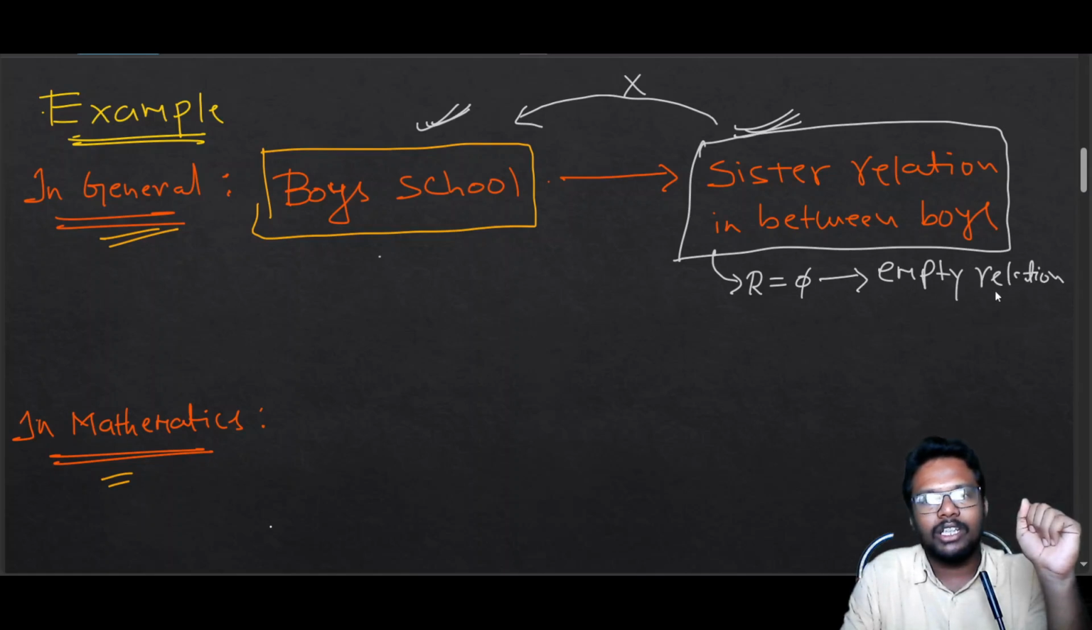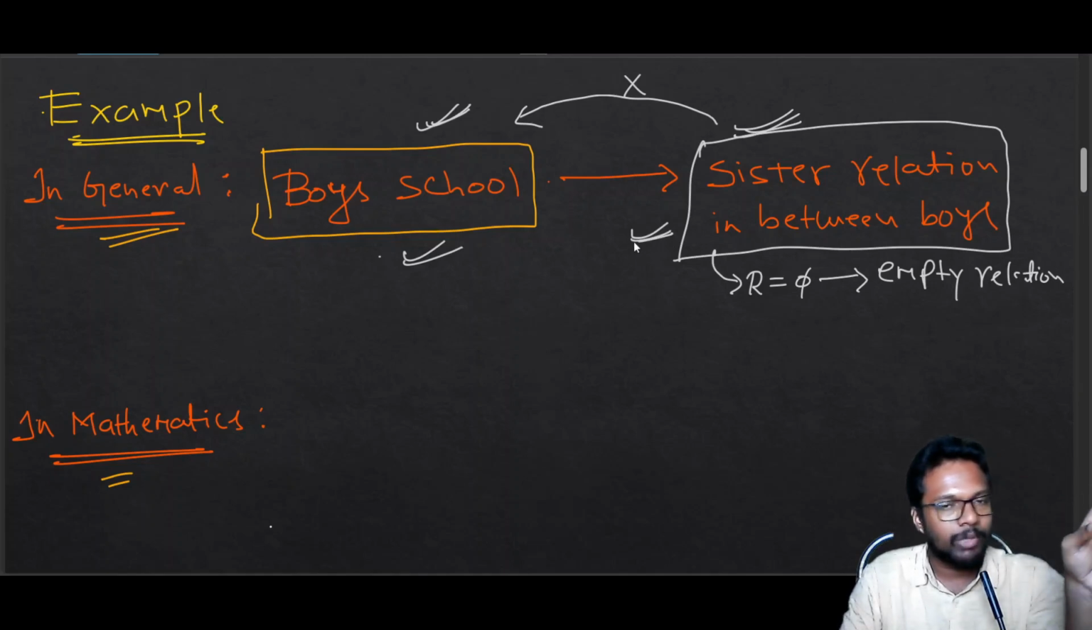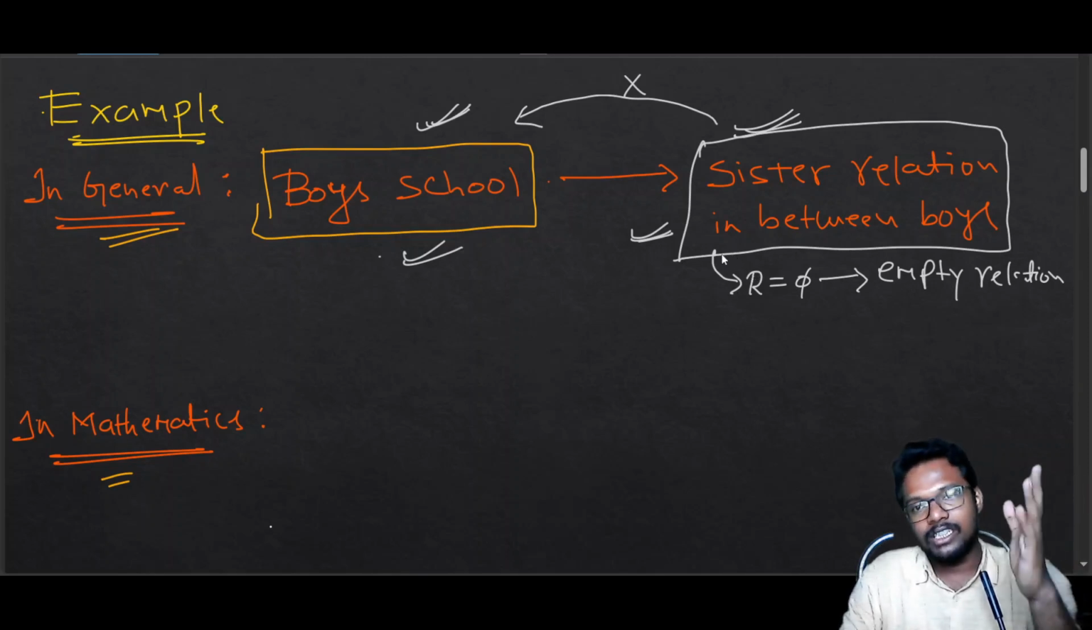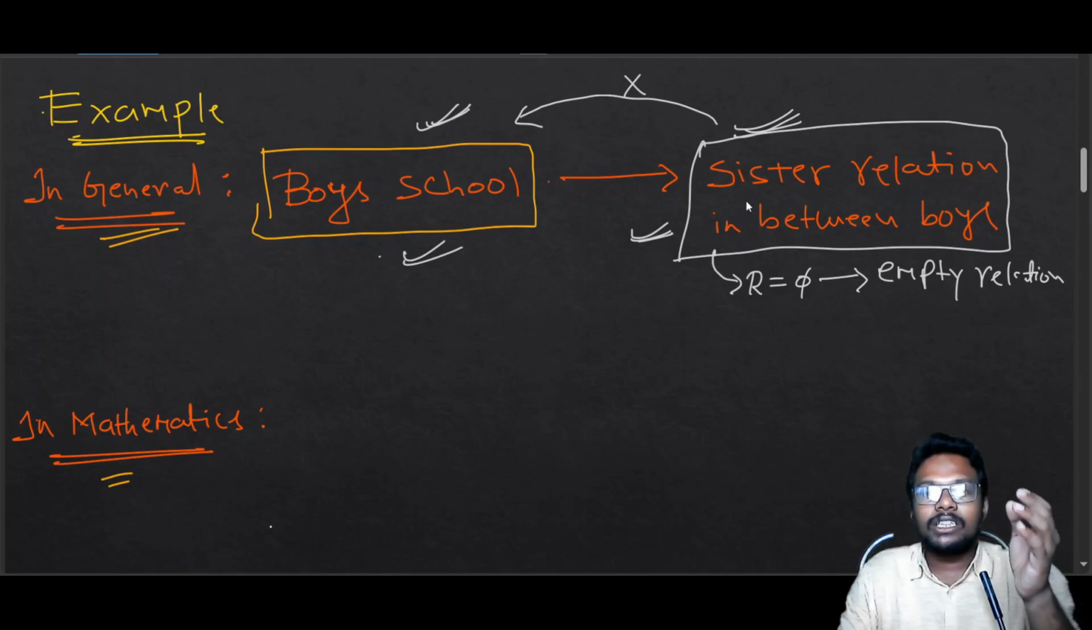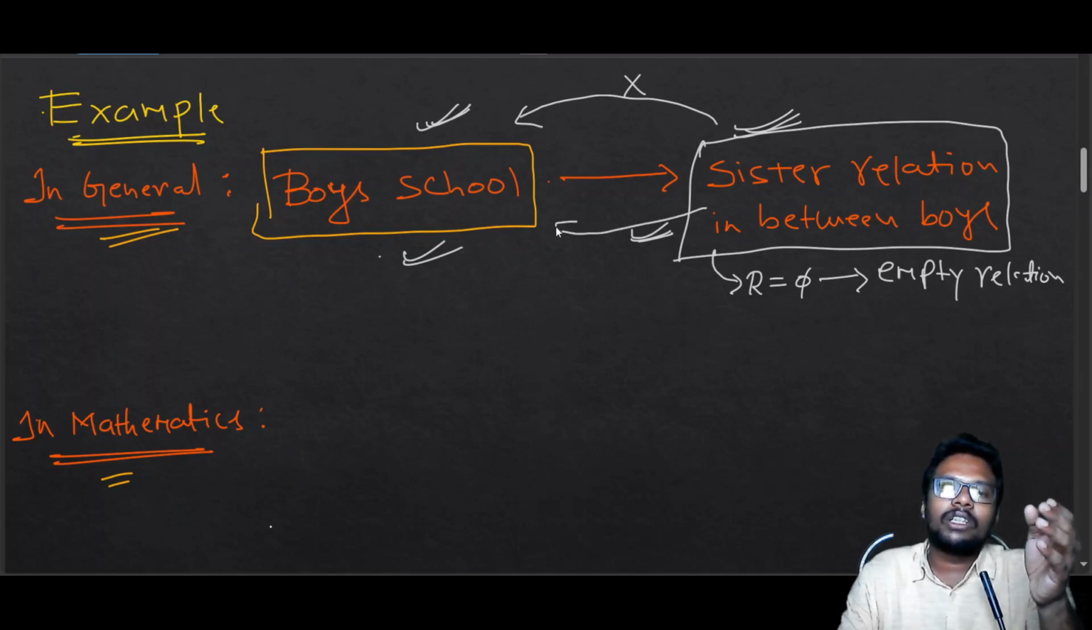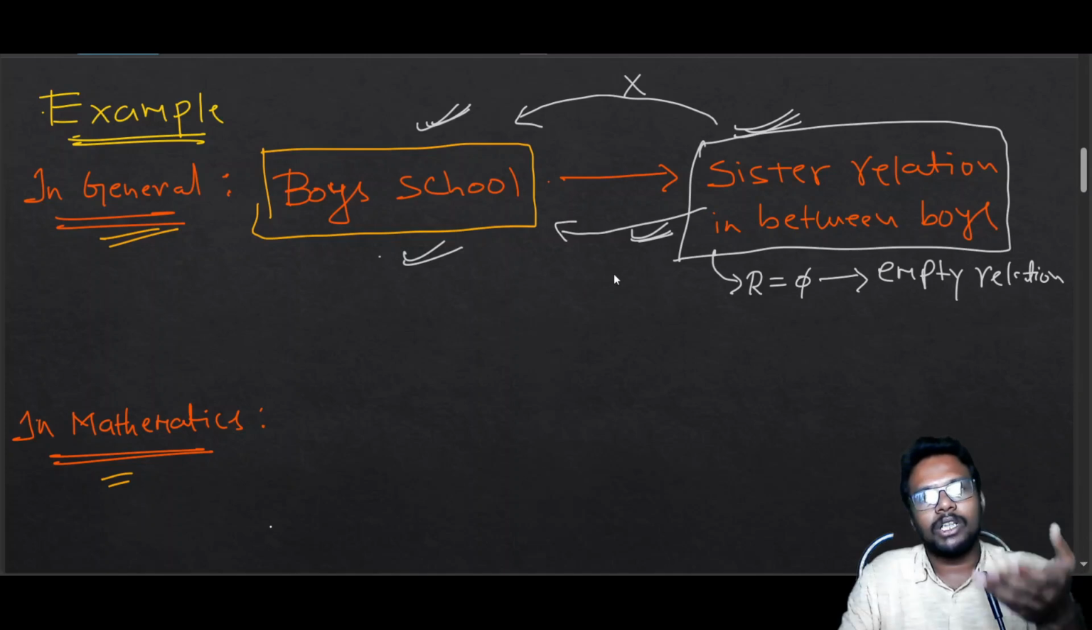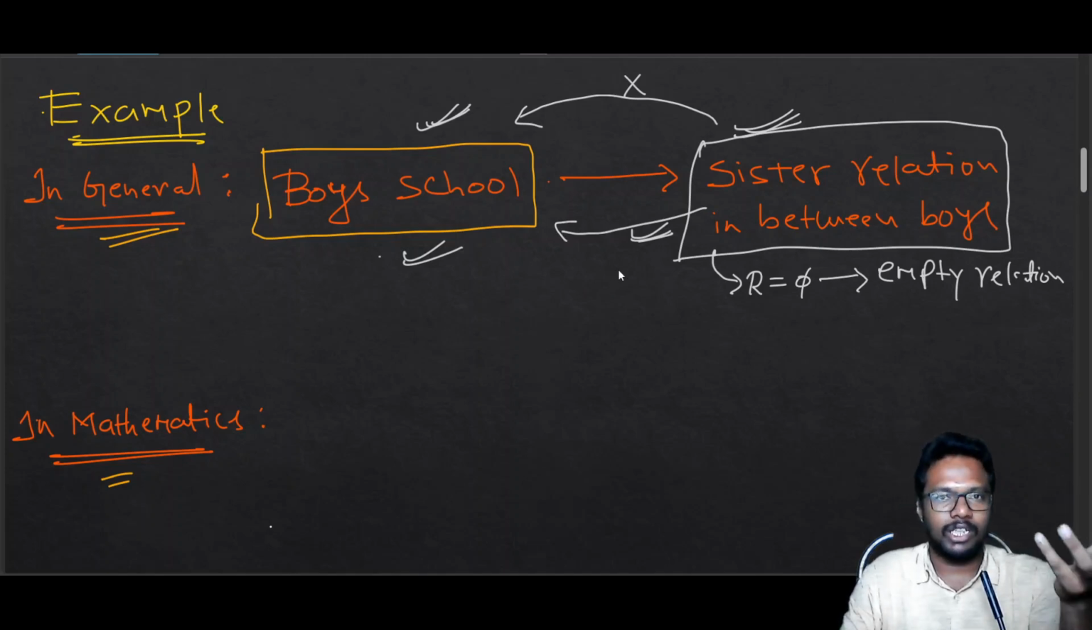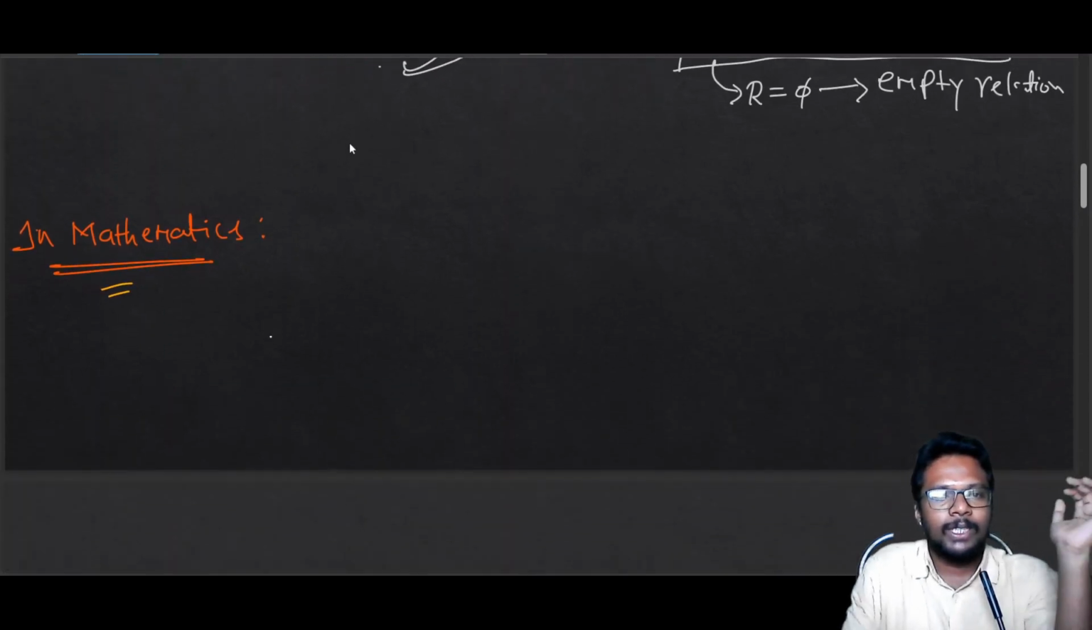So this is the general way to understand an empty relation. It means for a given condition, if a relation is not satisfied under that particular condition, then that relation becomes an empty relation. Maybe sister relation is a relation, we can't say it is not a relation, but that sister relation is not working in our given condition. So then that relation becomes an empty relation. Now in mathematics, let's see some examples.